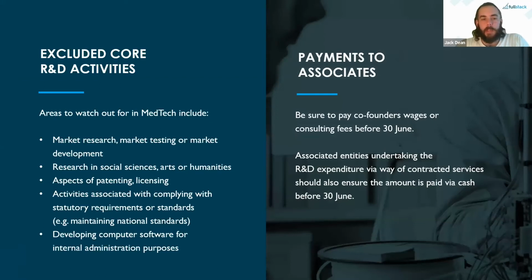So there is a list of excluded core R&D activities. This should read areas to watch out for in software. So these are activities that are not core R&D activities because they're on this list. So market research, market testing, market development, research in social sciences, arts and humanities, some patenting and licensing, development of computer software for internal administration purposes, which I'll go into in a bit more detail. You also need to ensure that any amounts incurred to associates, so generally the co-founders, major shareholders, directors, are paid prior to the end of the financial year if you want to claim those. Ones that are not paid can be carried forward.